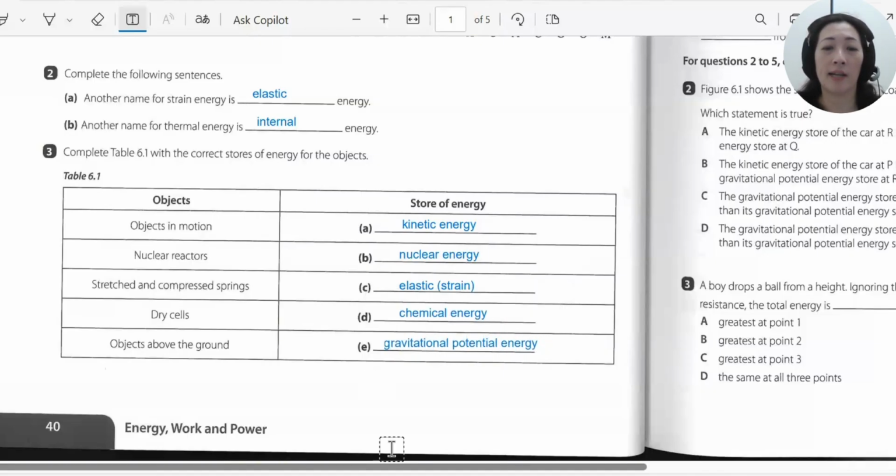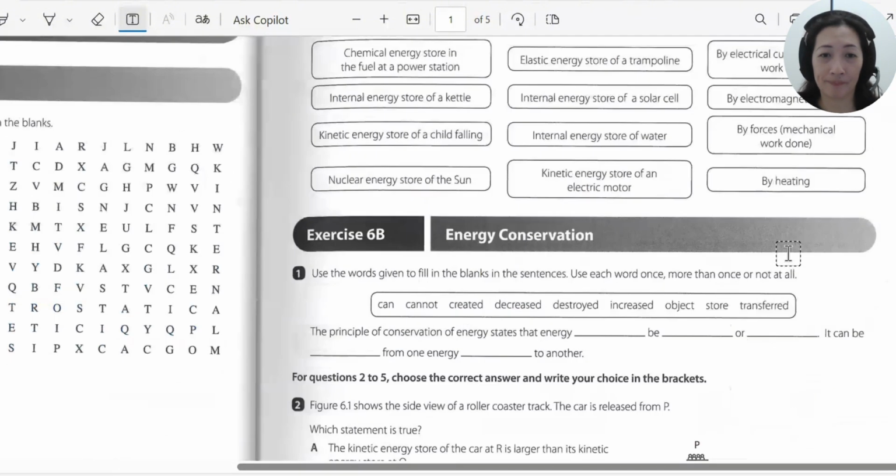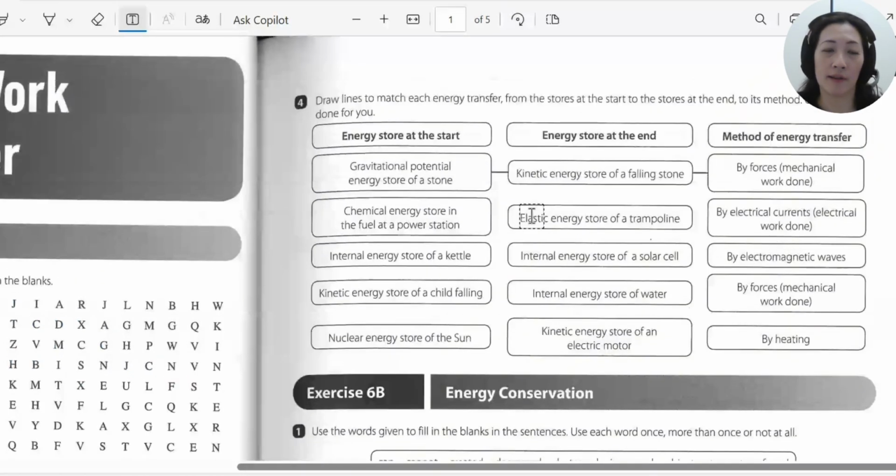If you have already done this, you can self-assess and mark this yourself. Otherwise, I will check when you hand this up to me. So question 4. Some of you have done this and have gotten it wrong, so please do the correction. Energy stored at the start means what it starts off with, and what you can expect at the end after the transformation and how the energy was transferred.